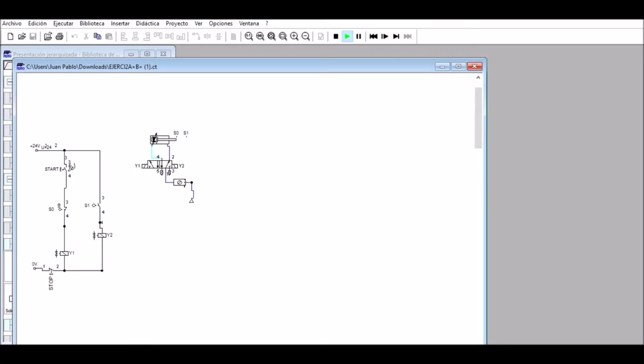Start. In the simulation, S0 is activated and automatically activates G1, generating the respective movement to S1, and the respective movement to S1 is repeated.